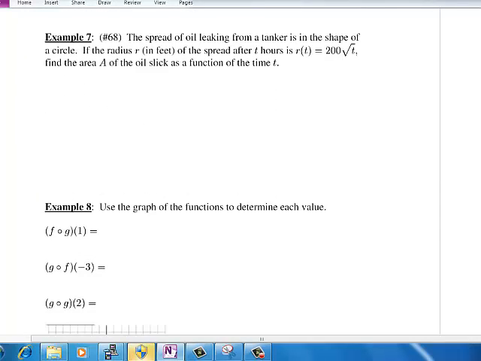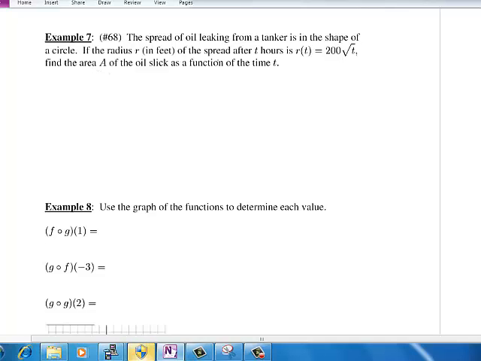Then we've got an application here. It's saying in example 7, the spread of oil leaking from a tanker is in the shape of a circle. If the radius r in feet of the spread after t hours, radius as a function of time, is 200 times the square root of t, find the area as a function of the time.